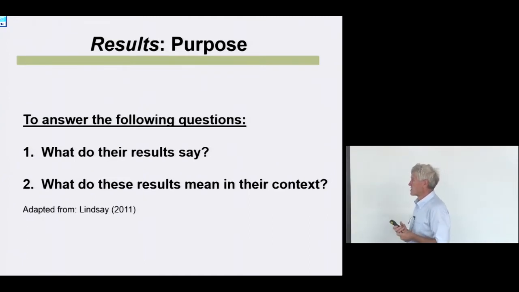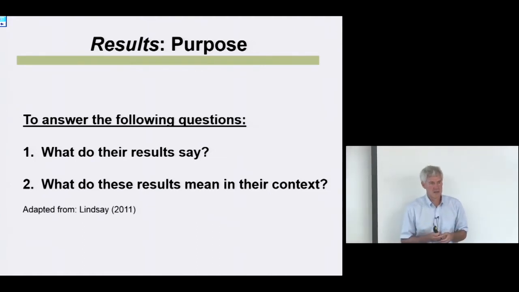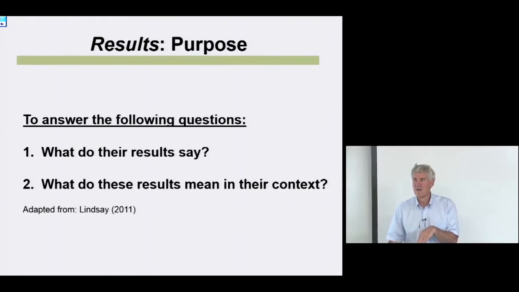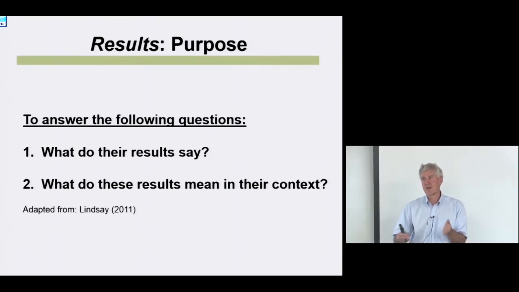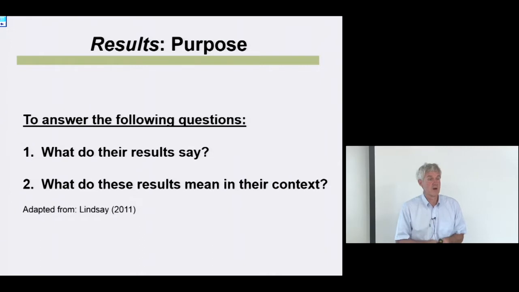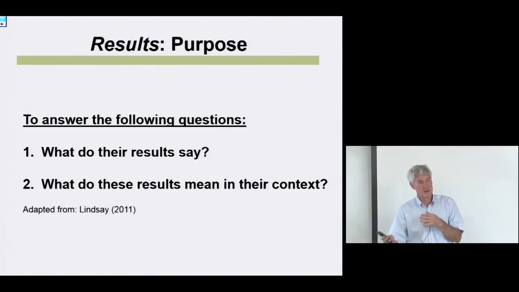What do their results say? What do these results mean in their context? So don't just say they found it was 100 centimetres, but say it was 100 centimetres, but other researchers have found that it is 50 centimetres. Or give some context to help the listener understand what the results mean, in terms of whether it is what was expected or unexpected.